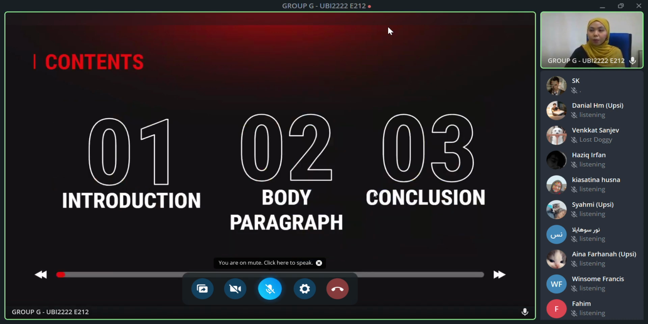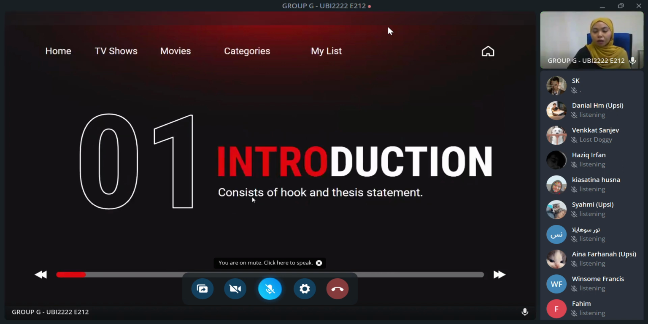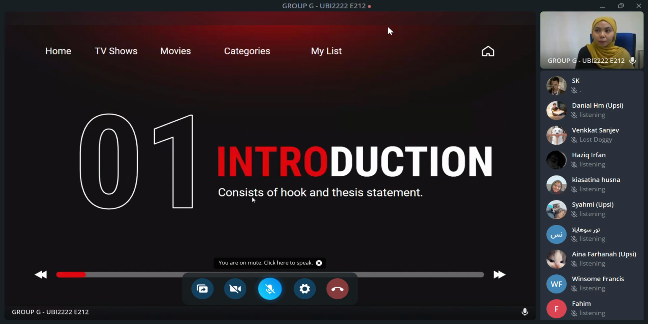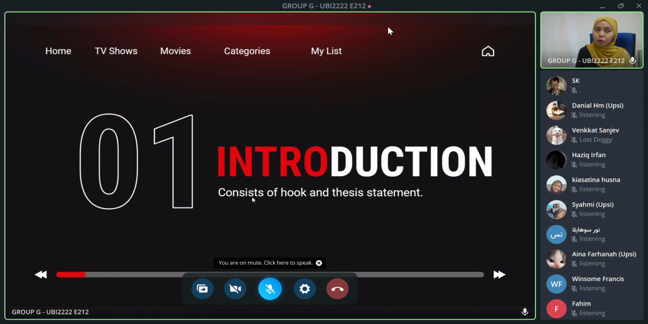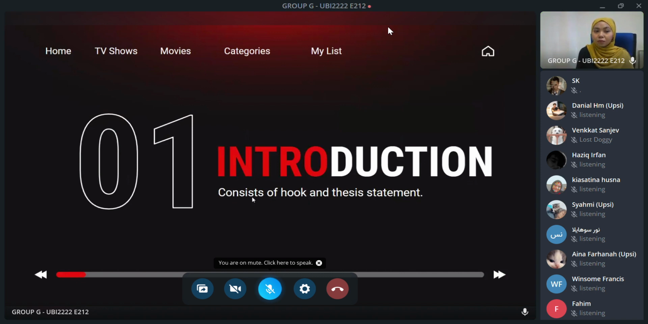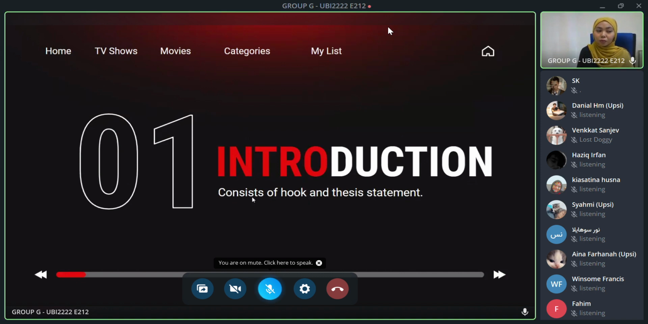Basically, this part is where we look again at the structure of an essay, what is needed. So basically there are 3 parts, okay? Introduction, body paragraph, and conclusion. So introduction consists of hook and thesis statement. Can anybody tell me what is a thesis statement? Or what do you think it is? Any idea? Anyone?